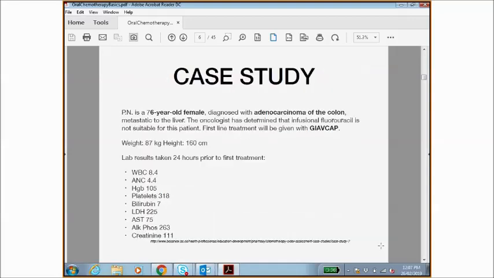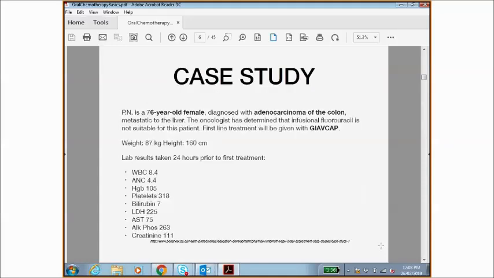So we're going to look at a case study, and I took this directly from the BC Cancer site. So PN, she's a 76-year-old female, and she has adenocarcinoma of the colon and metastatic to the liver. They've determined that 5-FU is not suitable for this patient, so they're going to give her the protocol that I've listed there. So there's her vitals, her information, her height and her weight, and some labs.